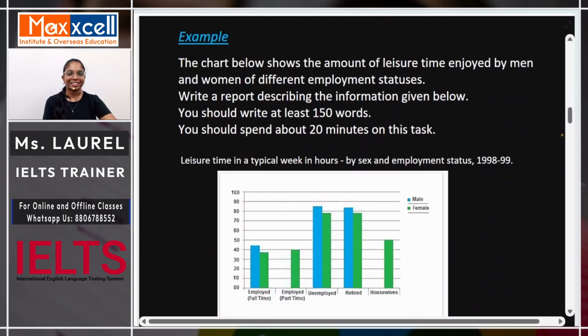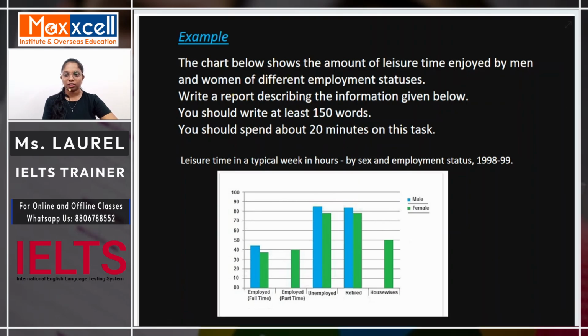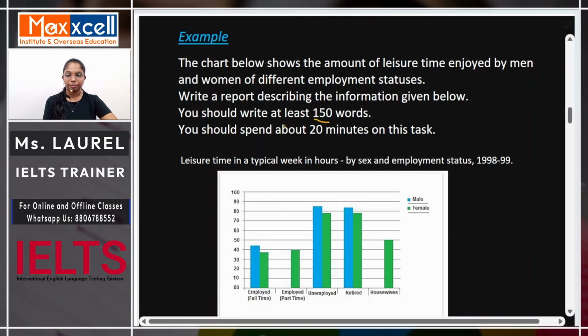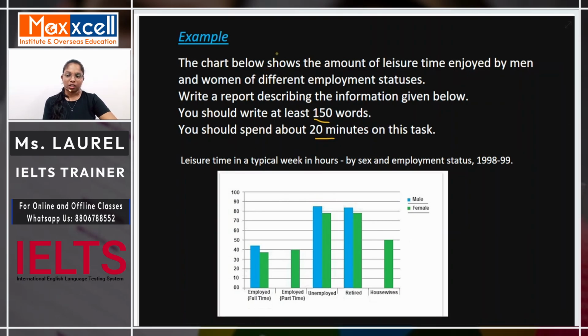Now let us look at the example question for today, and then we will write a complete report on this particular example. Now you can see that this is the question as we get it for report writing, and here goes. The chart below shows the amount of leisure time enjoyed by men and women of different employment statuses. Write a report describing the information given below. You should write at least 150 words and you should spend about 20 minutes on this task. So this is the complete question that you get for your IELTS exam.